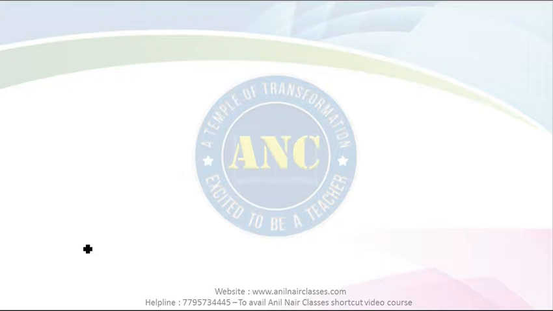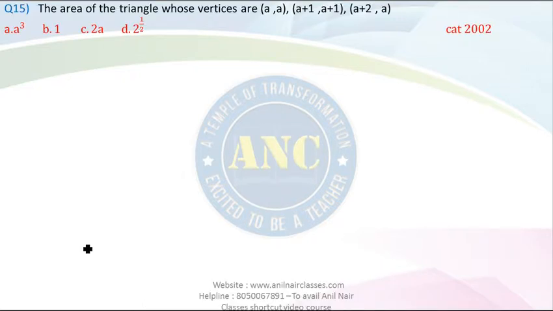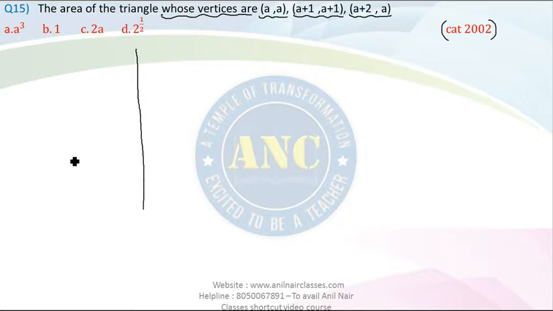Now let us see our next question. See this question, sir. A very, very beautiful question. What is it that we are solving in this question? Let us understand once we read the question. Your question is, find the area of the triangle whose vertices are a comma a plus 1, comma a plus 1, a plus 2 comma a. This is your original CAT 2002 question. Now see here, I am interested in finding the area of the triangle whose vertices are given in terms of 3 points. Because the vertices are given in terms of coordinates, let me draw the coordinate axis.